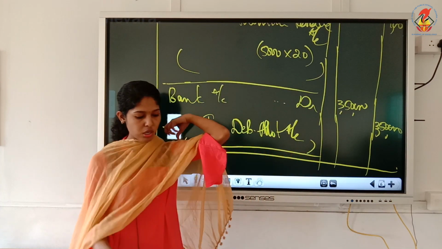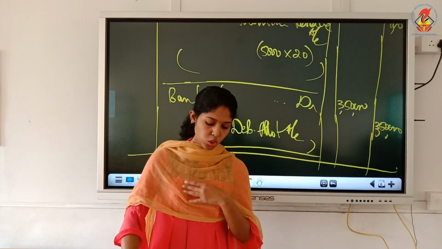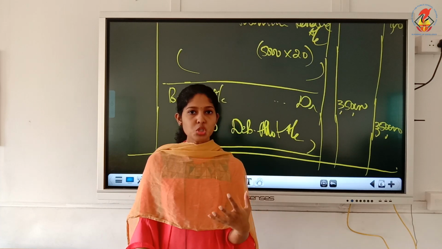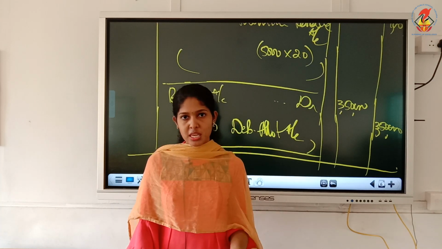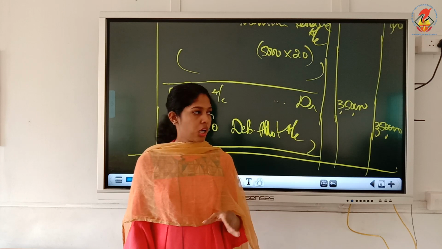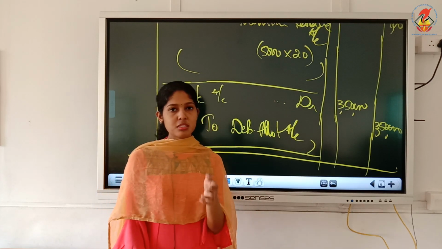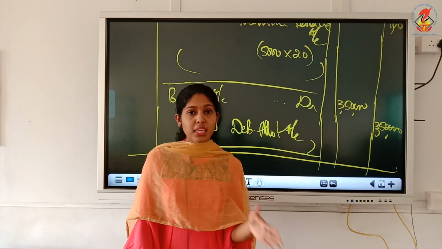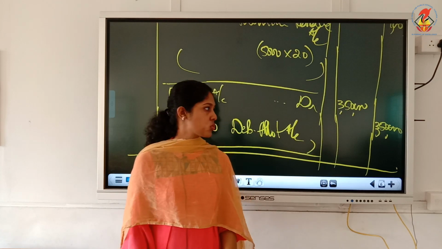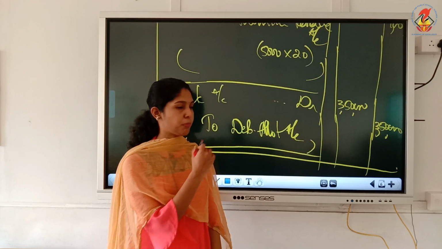So this is all about illustration 4, and you understood, the basic entries are the same in this chapter also. Only thing is, here we have percentage debentures instead of share capital. Okay. So learn the basic entries first, then you practice this question.